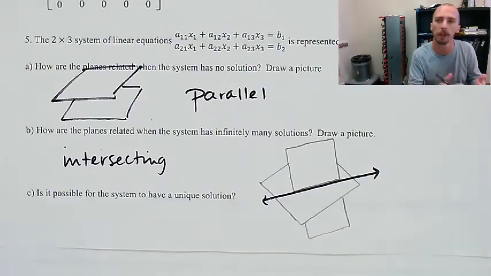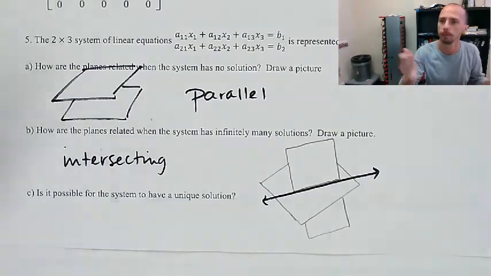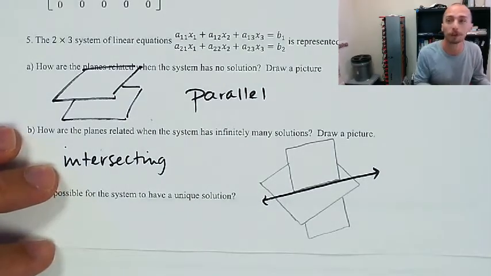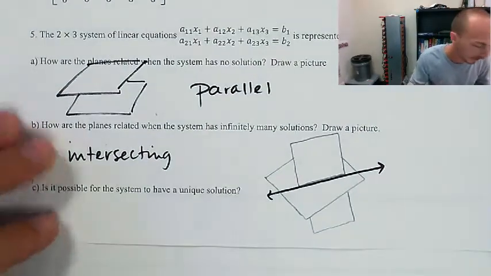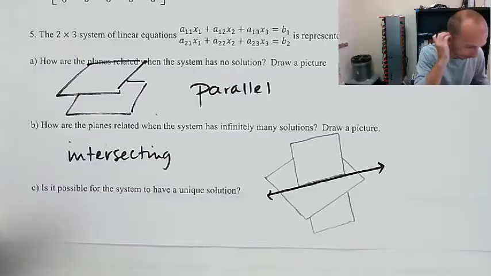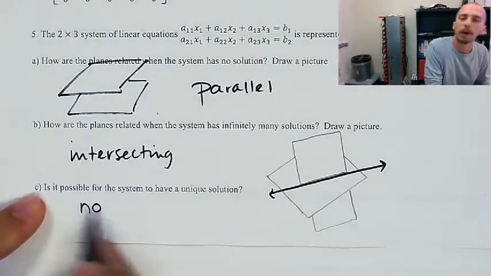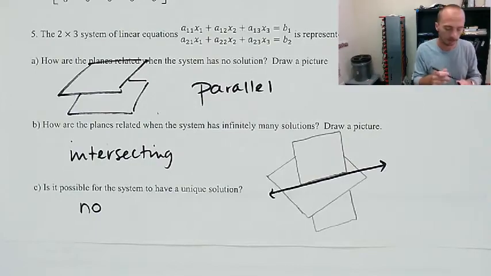We would need a 3rd plane to give us one spot on this line, and I'm not going to try to draw you 3 planes intersecting at one point. I'm not going to do that. That would take me all day, probably. So, no, it's not possible, but we're not going to have to give a reason for that yet. We'll have reasons to give later on in the course.